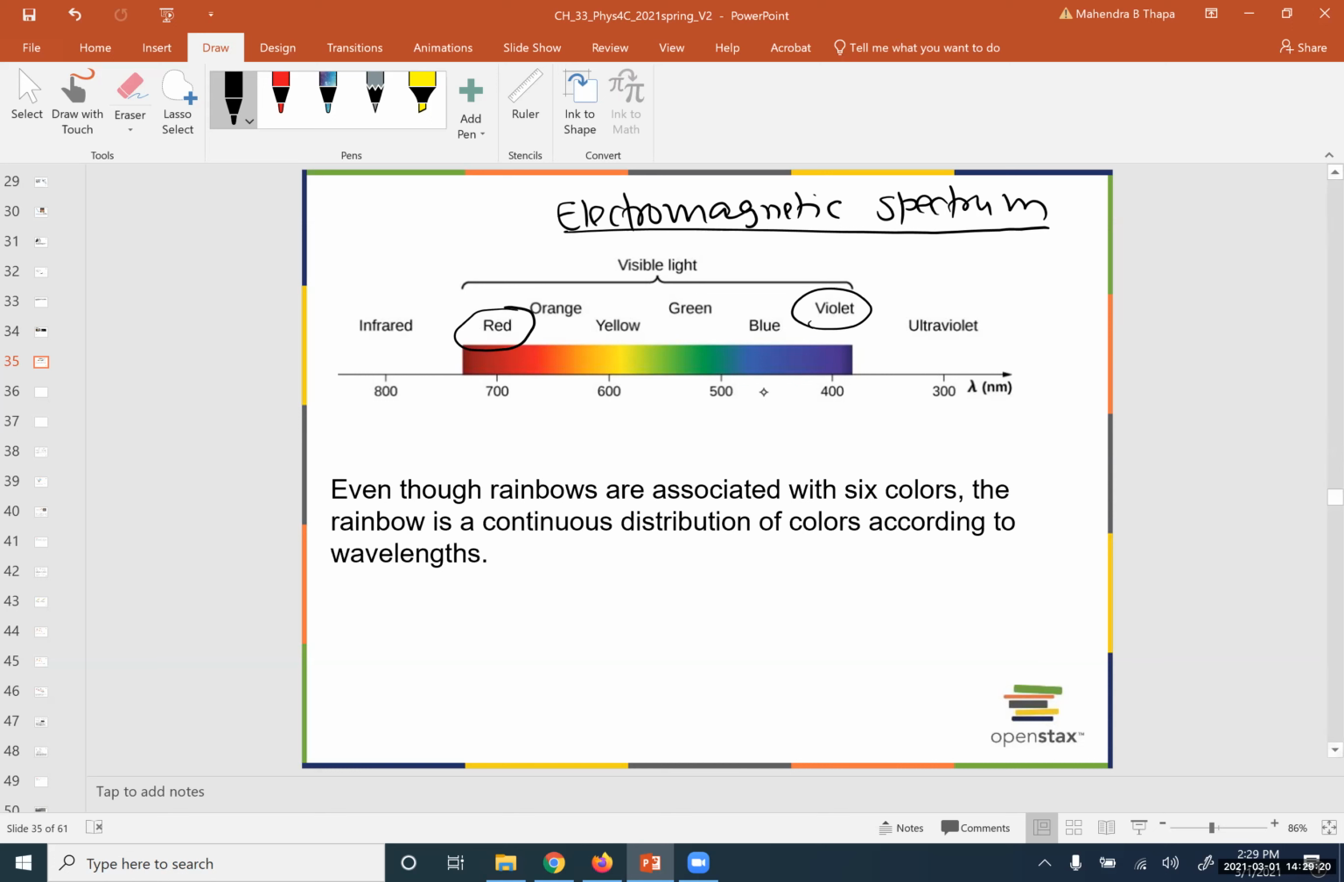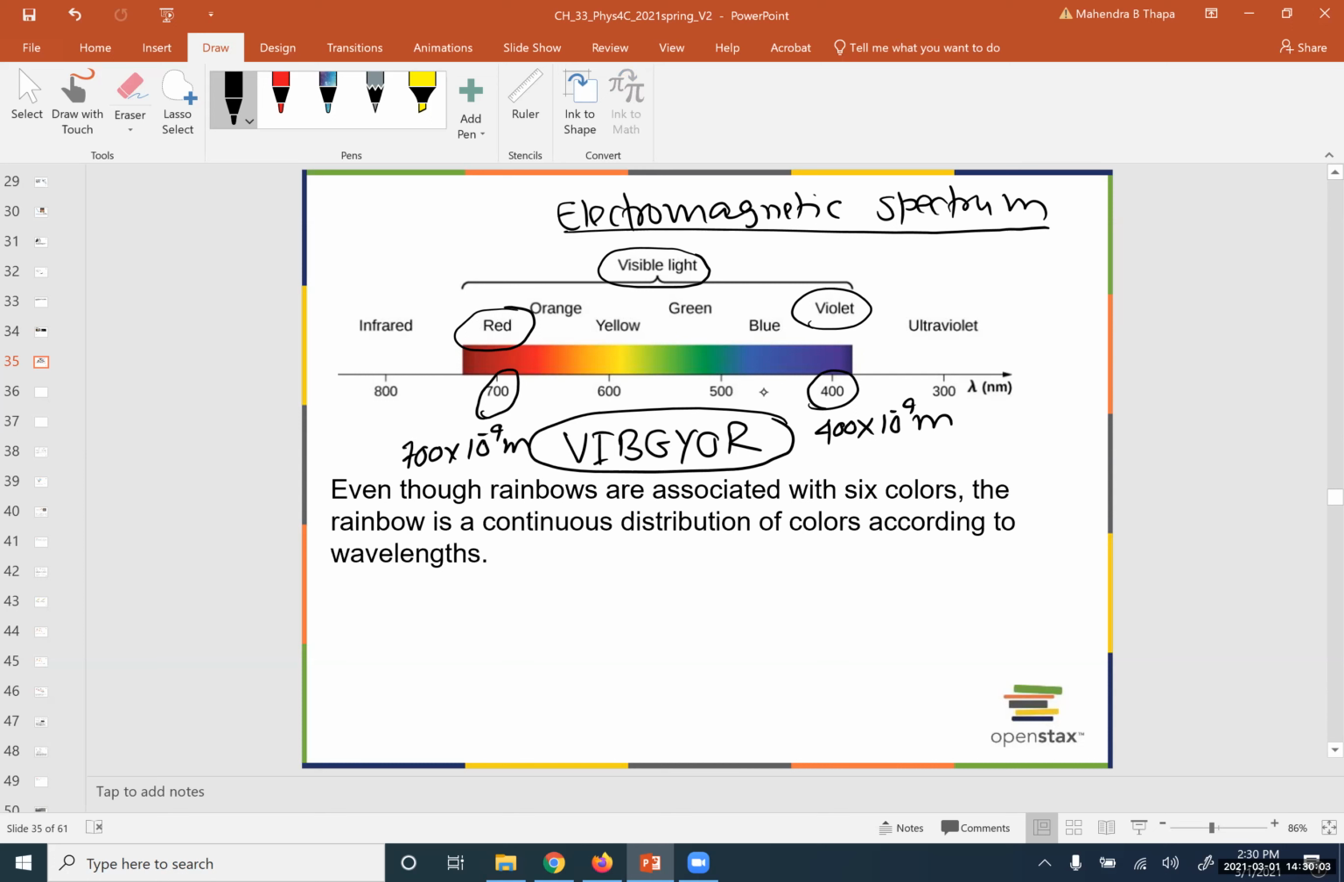In simple words, we can write VIBGYOR. So these 7 colors we can see, so this is called the visible region. Roughly the red light has a wavelength lambda of roughly 700 times 10 power minus 9 meter, and the other extreme end, the violet, has a wavelength of 400 times 10 power minus 9 meter.